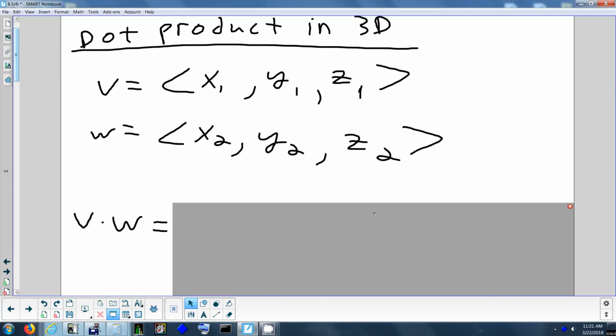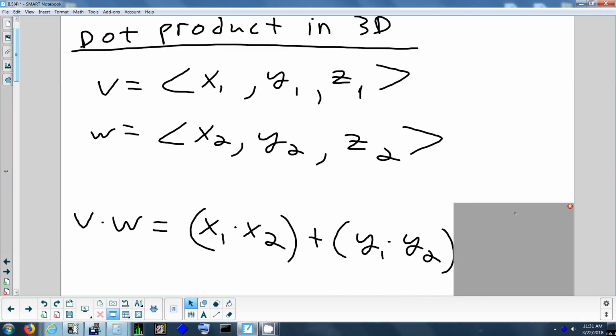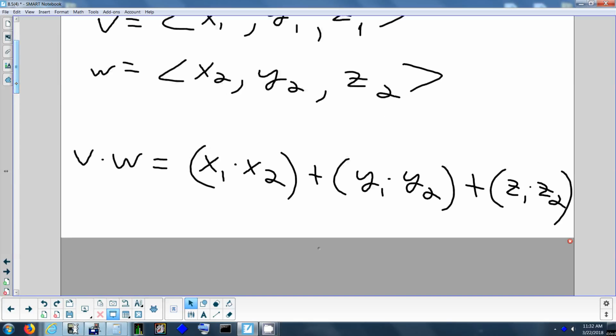Okay, to find the dot product. In 2D, we multiplied the x's together, plus we multiplied the y's together. And Casey, what do you think I'm going to have to do to extend the definition of dot product to 3 dimensions? Multiply Z1 and Z2. Multiply Z1 and Z2 and add that as well. So there's your calculation for the dot product in 3D.